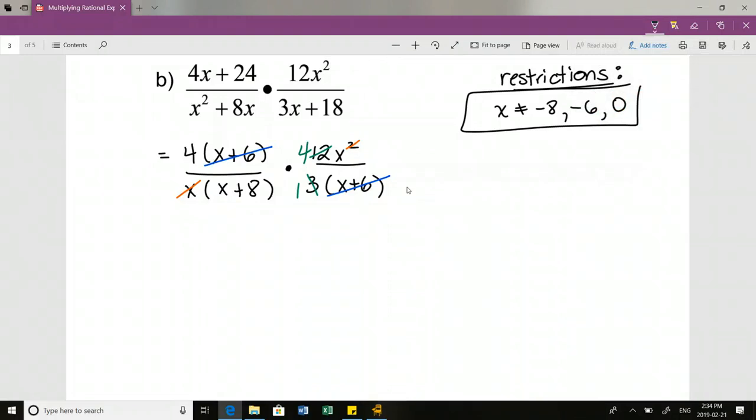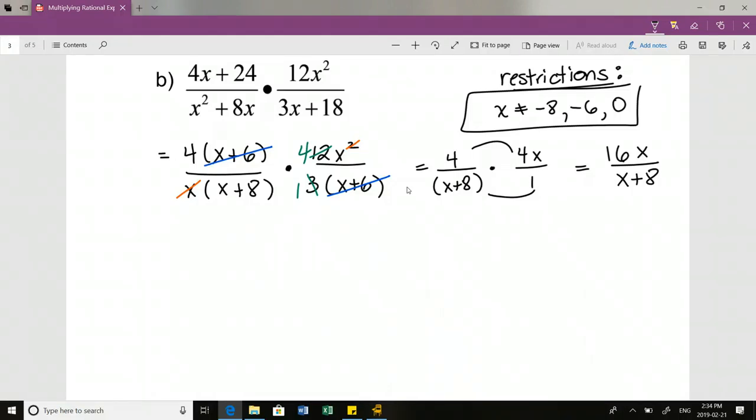Anything else? Okay, so if it helps, you can just rewrite what's left in each bracket or in each part, and then we're just multiplying across here. Okay, so multiply numerators, multiply denominators. So we're left with 16x over x plus 8.